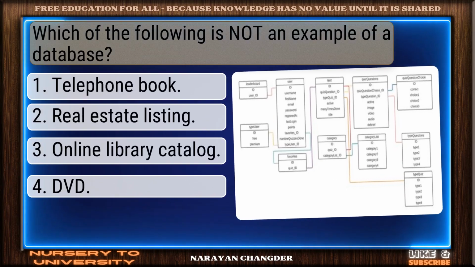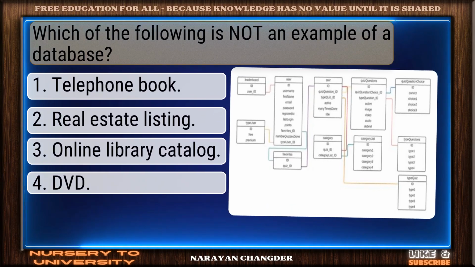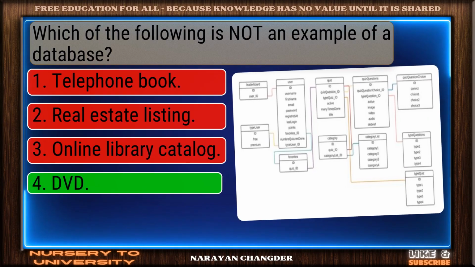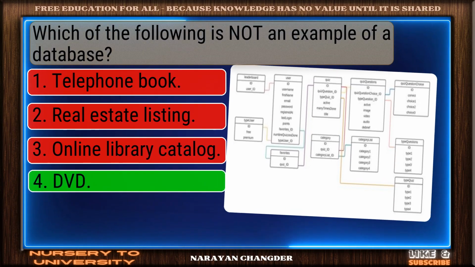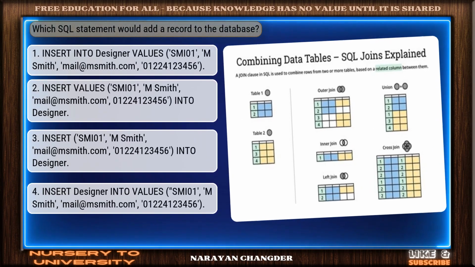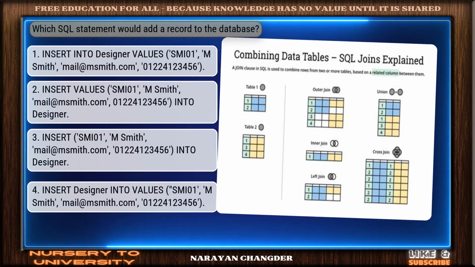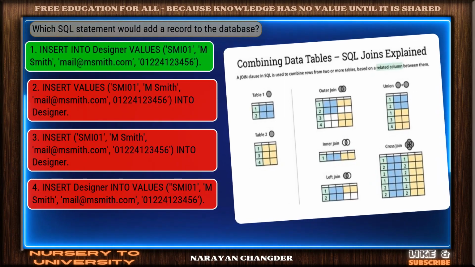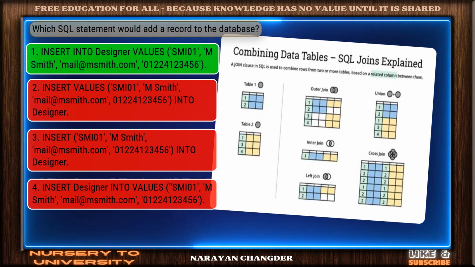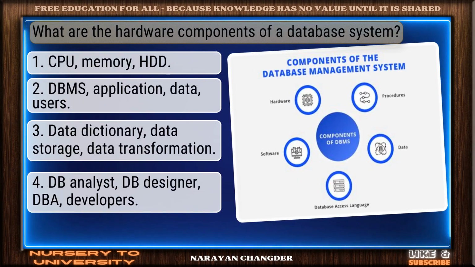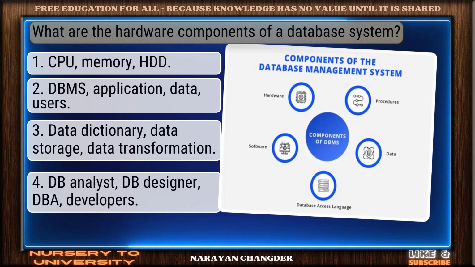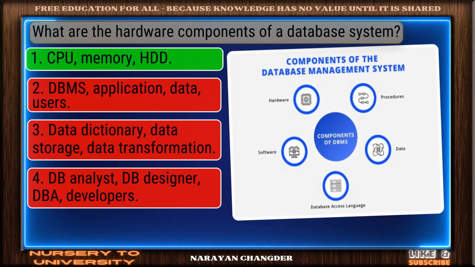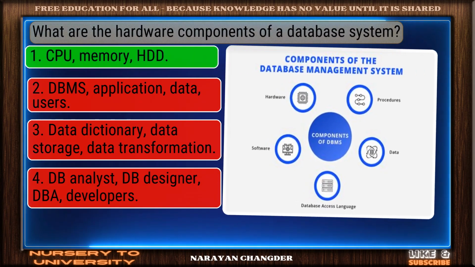Question number 51. Which of the following is not an example of a database? Smart pick. DVD is the correct choice. Question number 52. Which SQL statement would add a record to the database? Good job. Your answer, insert into designer values, works well here. Question number 53. What are the hardware components of a database system? Clear logic. Your choice, CPU, memory, and so on, is sound and 100% true.